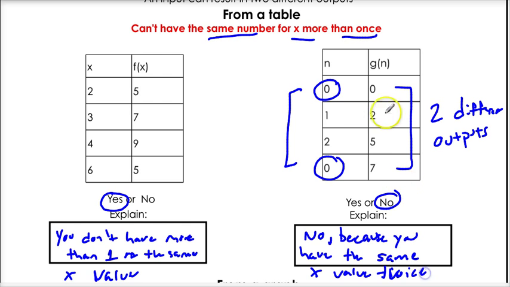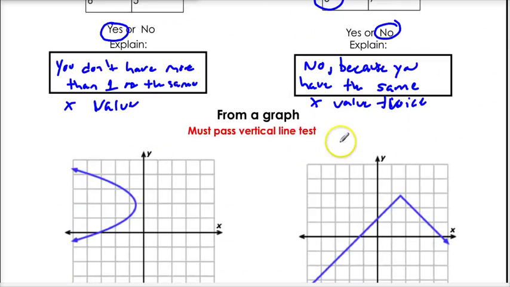It doesn't matter what the y's are, you could really just ignore those. It's really: do you have the same x value twice?